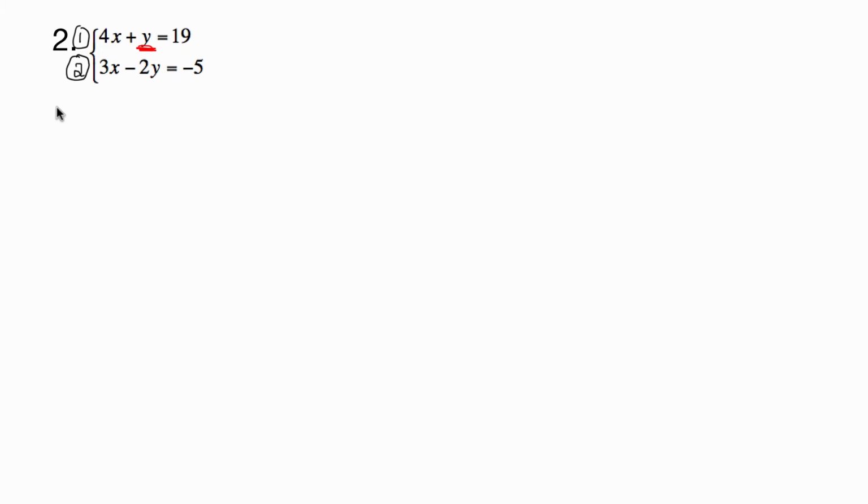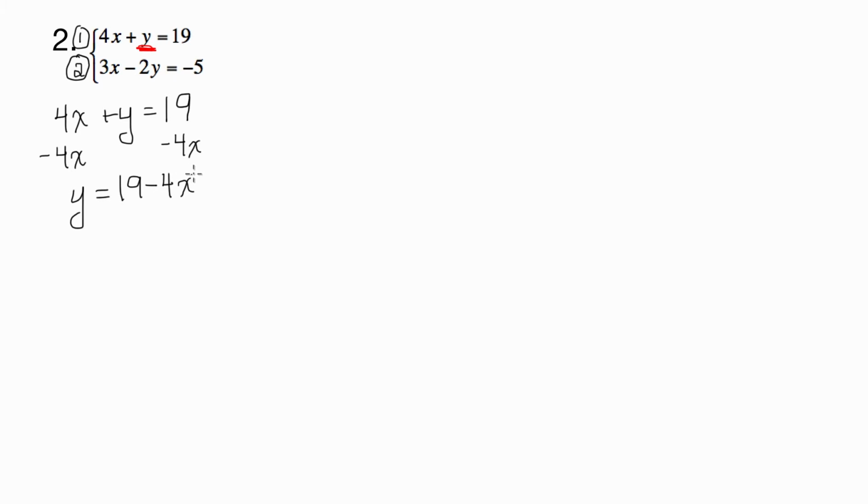So I'm going to look at it right here. I've got 4x plus y equals 19. So if I subtract 4x from both sides, I can solve for y. Okay? Subtract 4x from both sides, solve for y. So I know that y equals 19 minus 4x. Okay? Now, what do I do with that?